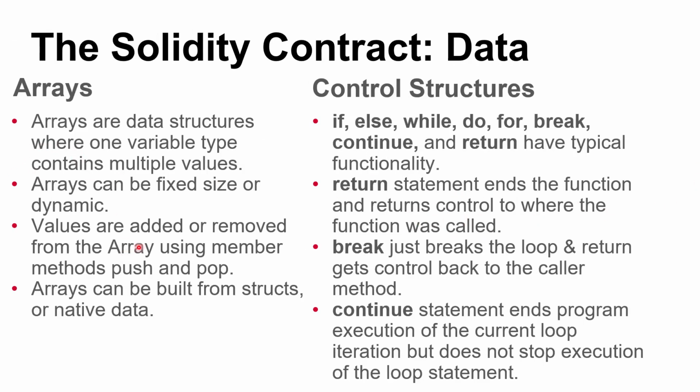Arrays. So arrays work again the same way as they do with Java, JavaScript, and C++. Arrays are data structures where one variable contains multiple values, and they can be fixed size or dynamic. Values can be added or removed from an array using a push or a pop, and arrays can be built from structs or native data. So we could have an integer array, or we could build a struct like a student struct and have an array of students. And a struct, again, is one of the ways we use to model real-life objects.